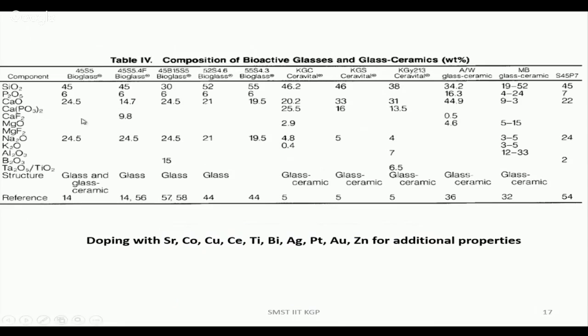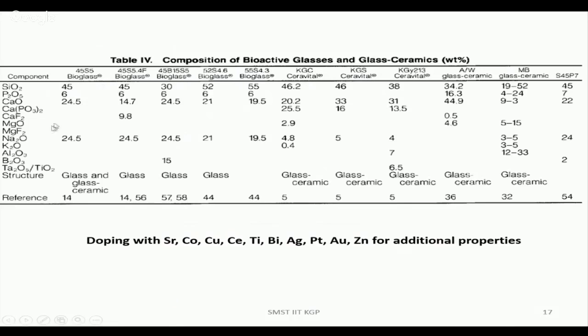So here I'd like to show you that there are different types of compositions for bioglass. What you can see, 45S5 bioglass, 45S5.4F bioglass, B15S5 bioglass, 55S. So this 45, 45, 15S or 52S and 55S, these stand for silica. 45% silica, 52% silica, 55% silica. Okay, there are glasses like Ceravital, KGC, KGS.